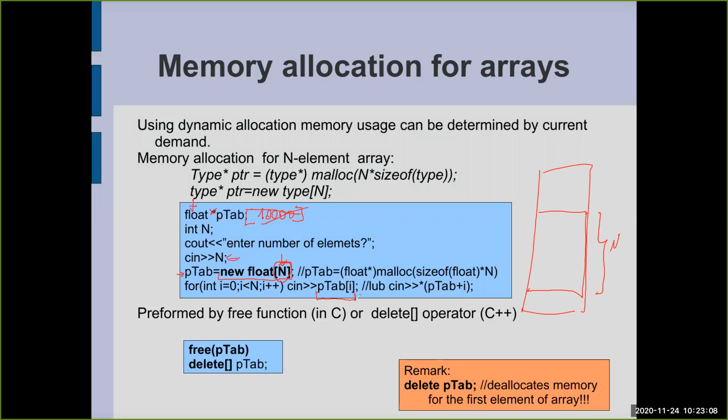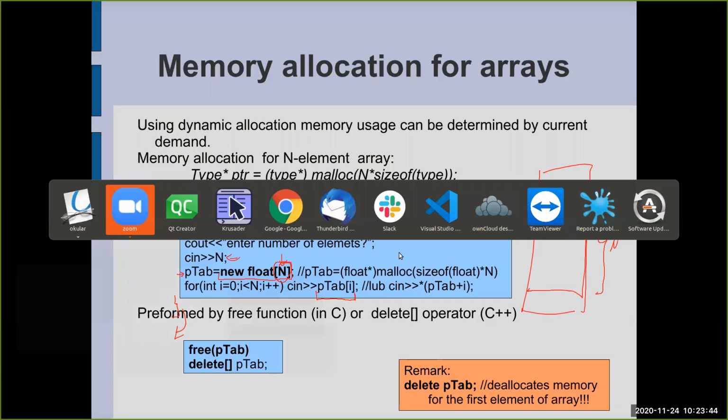But the difference is what will happen if, for example, here I have the start of the scope and here I have the end of the scope. What happens with this variable if I leave the scope? In this case, the automatic variable will be deallocated, but the dynamically allocated memory will still be allocated.